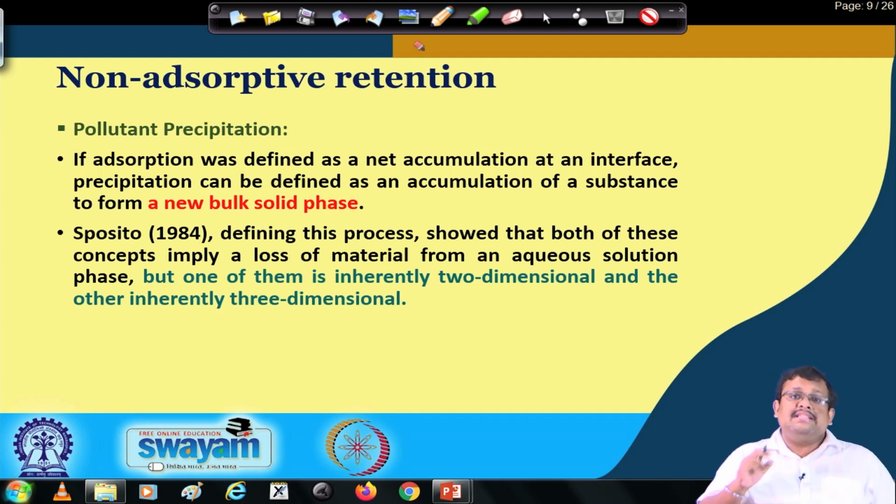Now, Sposito in 1984 defined the process, showing that both these concepts imply a loss of material from an aqueous solution. So, both precipitation and adsorption occur from the cations or anions which are present in the solution. Both of these concepts imply a loss of material from the aqueous solution phase, but one of them is inherently two dimensional. Obviously, adsorption is two dimensional and the other is inherently three dimensional.